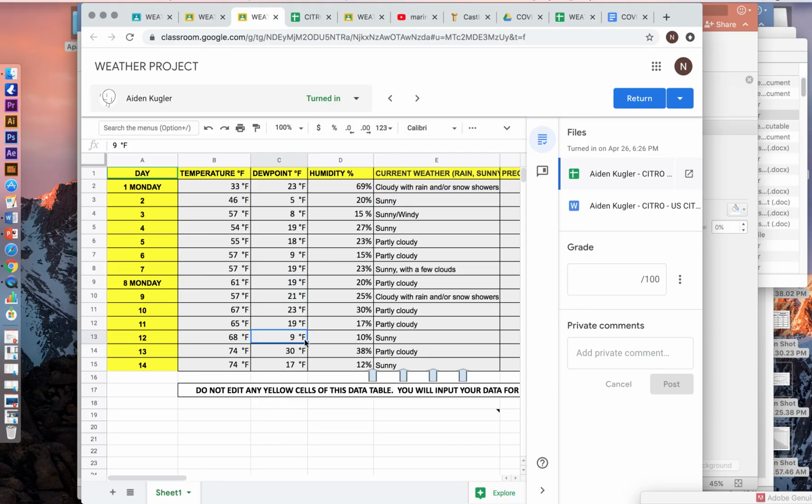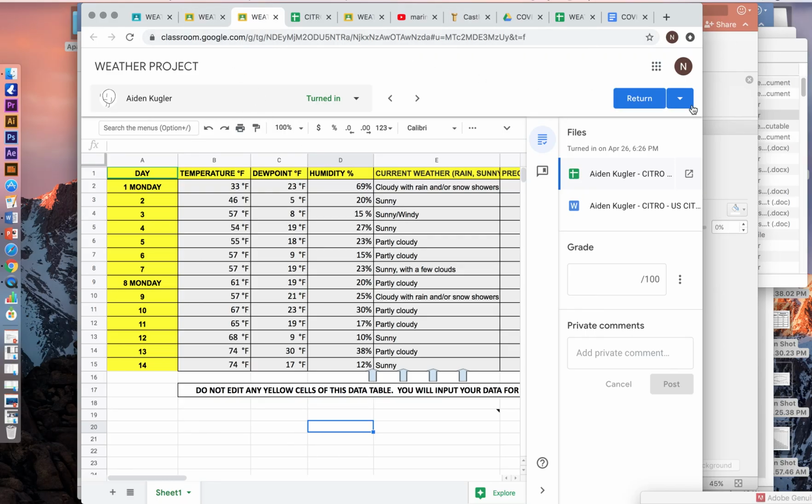So those are the trends that we're going to be looking at and focusing on this week. When the temperature and the dew point are close, we have high humidities, which lead to clouds and rain. When the temperatures, such as here, 74 and 30, are far away, or 68 and 9, we see low humidity and mostly sunny or partly cloudy. Okay, so those are the big portions of that. Keep that in mind as we work on the lab.